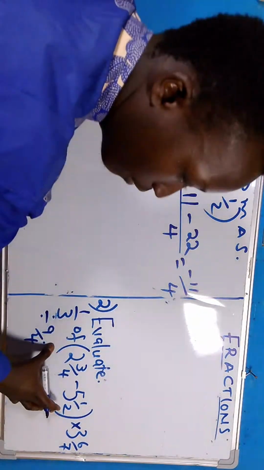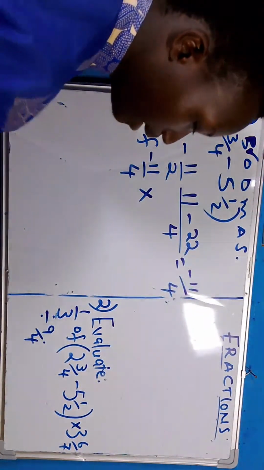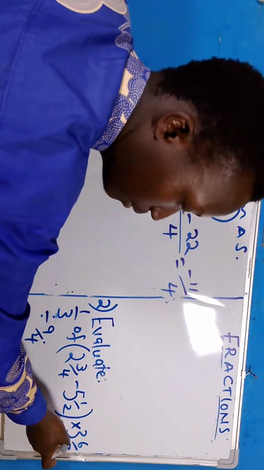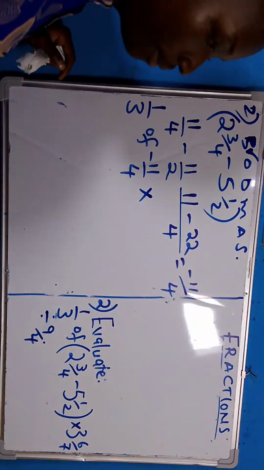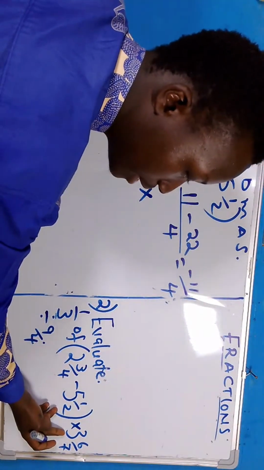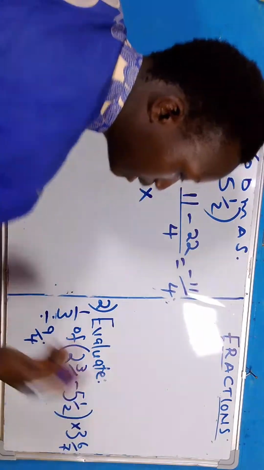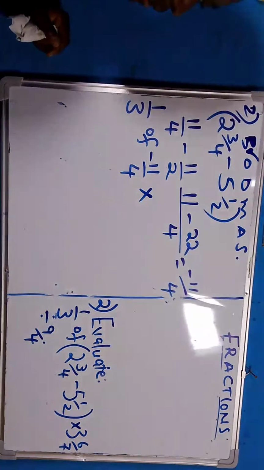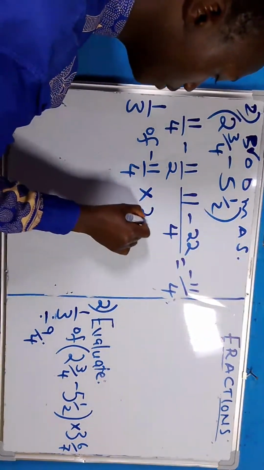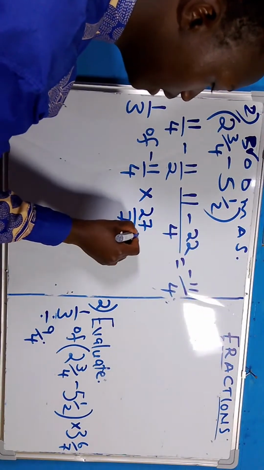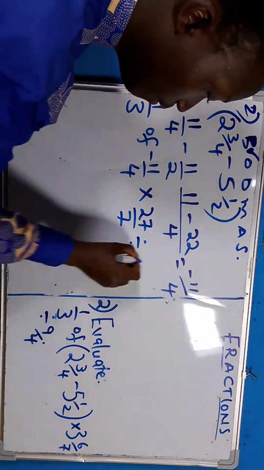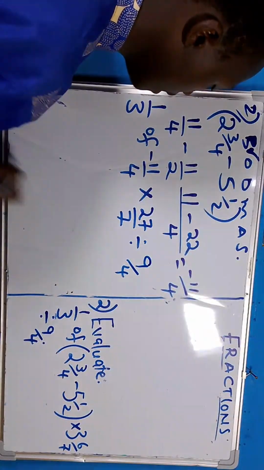This one is the solution of this. Then multiplied by, we can write this also as an improper fraction. 3 times 7 is 21. 21 plus 6 is 27. So we'll have 27 over 7 divided by 9 over 4.